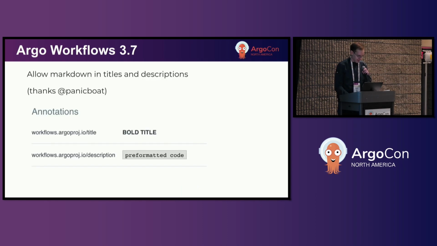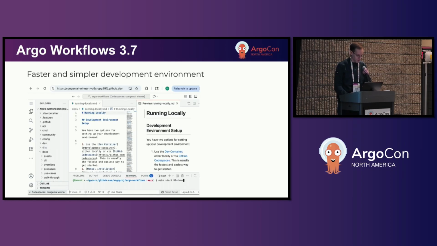Another feature is the ability to do markdown in titles and descriptions. And one of the nicest things about this is it lets you have detailed instructions for your workflows for non-technical people, because obviously the main audience of Argo Workflows is developers who are going to use it, but sometimes you want to have workflows that are usable and submittable by non-technical people, and having detailed descriptions in Markdown is a great way of doing that. So thanks to Panic Boat for that.